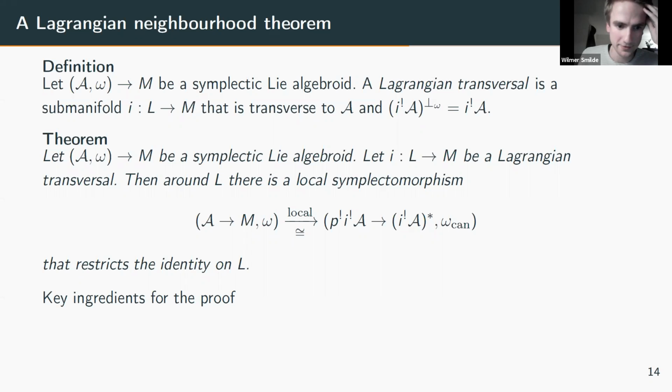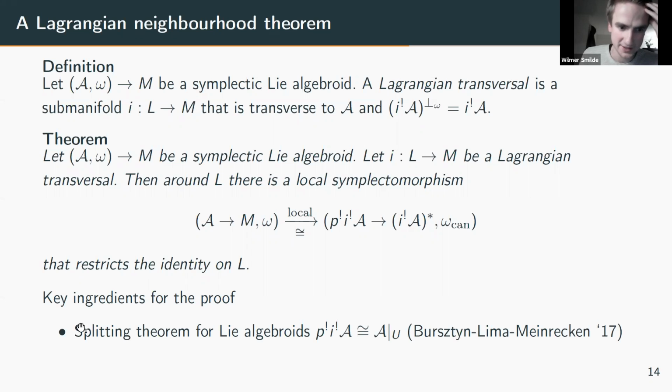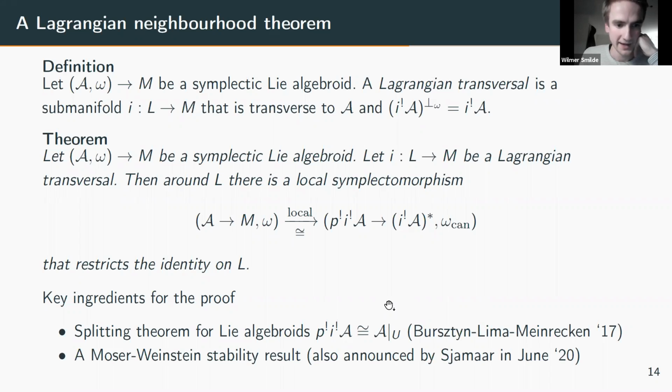So a few comments about the proof of this. It heavily relies on the splitting theorem for Lie algebroids, which is basically a linearization theorem. It says that if you have a Lagrangian transversal, then you can linearize the algebroid around your submanifold. And this was done by Burstein, Lima, and Meyrecken in 2017. During the proof you need some sort of Moser-Weinstein stability result on symplectic Lie algebroids.